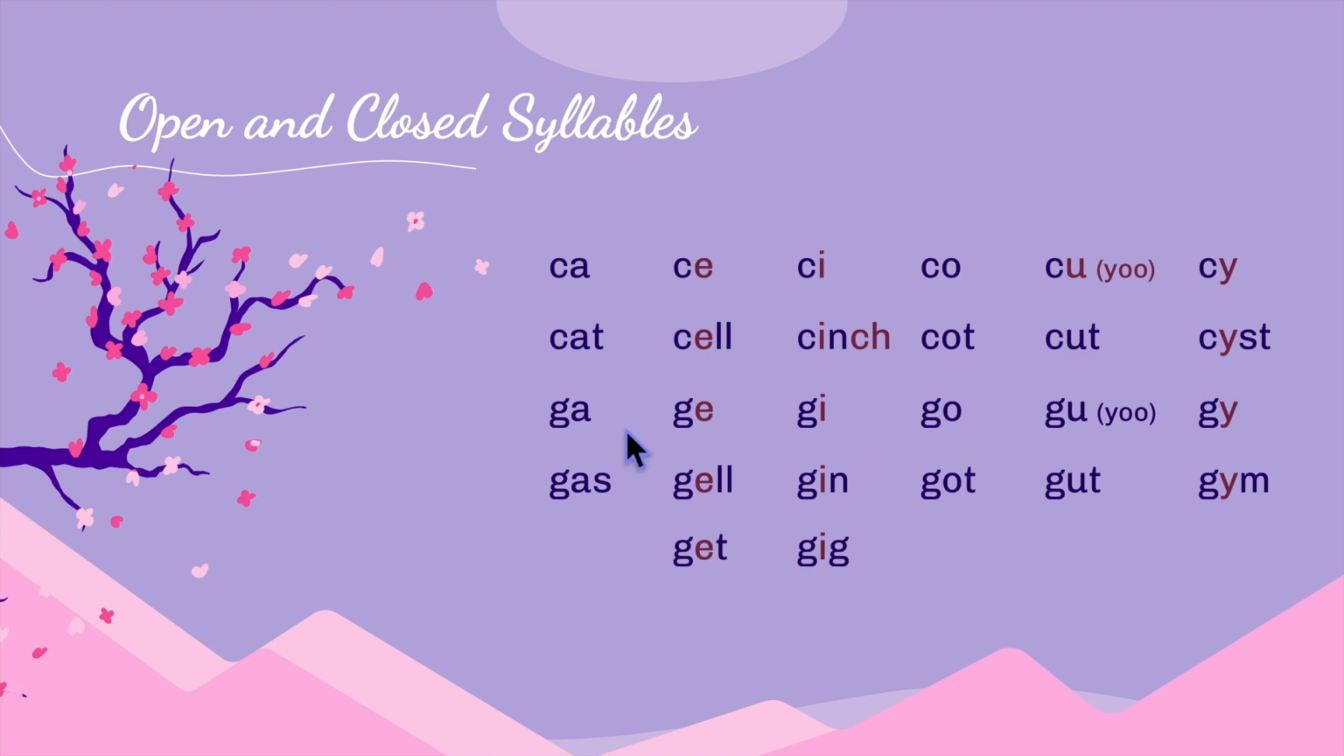A G, when followed by an E, I, or a Y, usually has its soft sound of J, but does not have to. So a C followed by an E, I, or a Y will always have its soft sound of S, except for the word soccer, or a few other foreign words. And a G will most of the time, but not always.